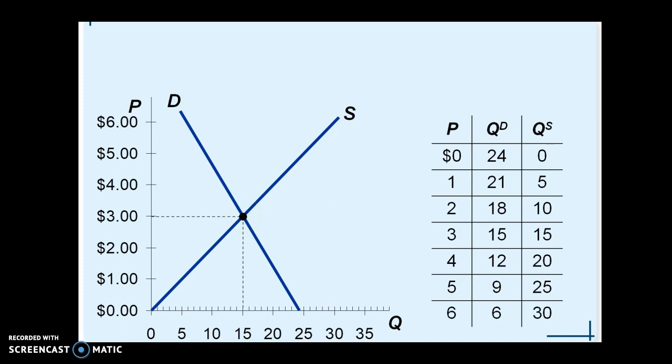Next thing we'll look at is why the market ends up at equilibrium if it started off in disequilibrium. So that'll be the next video.